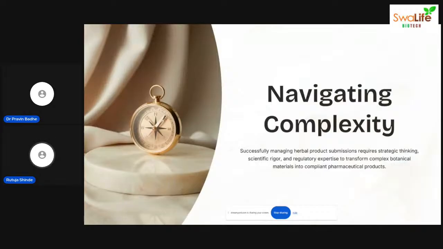Next is navigating complexity. Ultimately, herbal product submissions are complex. They require strategic thinking, scientific rigor, and regulatory expertise. The challenge is to transform raw plant material, which is inherently variable, into compliant, high quality pharmaceutical products. When done right, this not only satisfies regulators but also ensures safe and effective therapies reach patients.